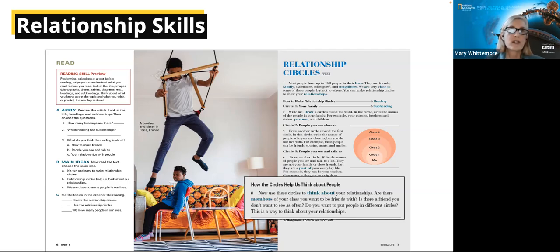So for example, they may decide that they want to have more close friends. And in order to do that, they need to use some other relationship skills, such as communicating effectively and forming good relationships.